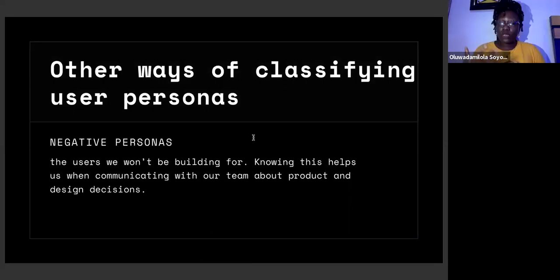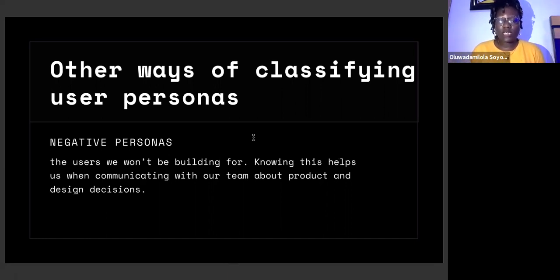Negative personas, as the name implies, are the users that you won't be building for. Those are the users that you are certain would not be using your product. If you can streamline and be sure and say, okay, I'm sure that children between 5 and 16 would not be using my product, yes, it will help you communicate with your product team to make better decisions.